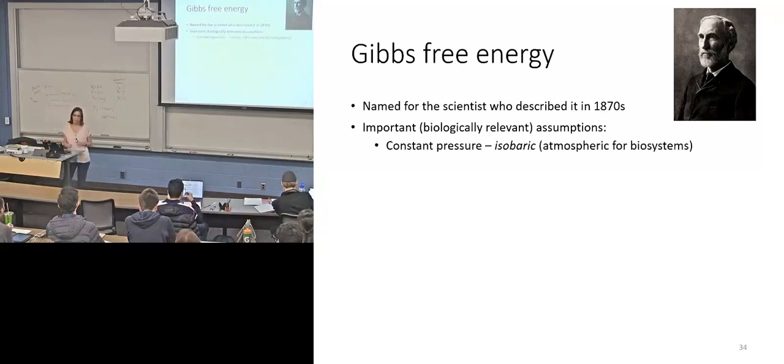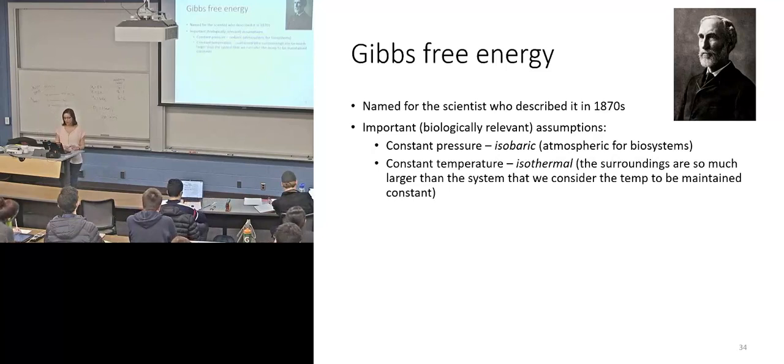The first one is constant pressure. Okay? So Gibbs free energy is for isobaric, or constant pressure systems, such as, for us, atmospheric pressure for all of our biosystems. And additionally, constant temp, okay? Isothermal. The way we thought about this before, I said the body was essentially isothermal. We have some regulation to keep everything at roughly body temp, so treat ourselves as isothermal. Another way to think about it: the surroundings are so much larger than the system that we think of temp being sort of maintained constant, which is another possible way.